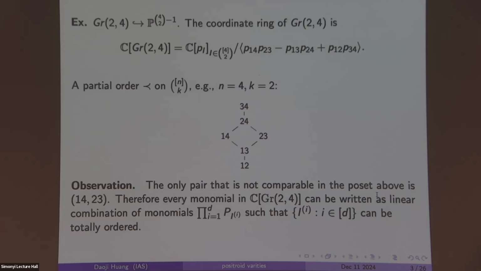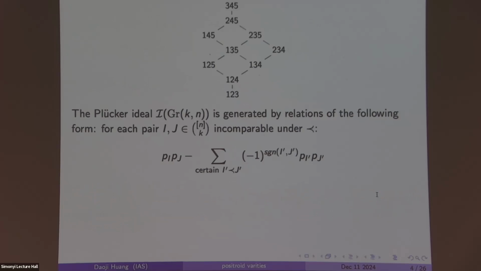Right. So if we mod out by the Plucker relation, every monomial in the coordinate ring of the Grassmannian can be written as a linear combination of monomials that are comparable. So for this particular example, we're all convinced that this works. Okay. And in general, here I drew a larger poset for Gr(3,5).